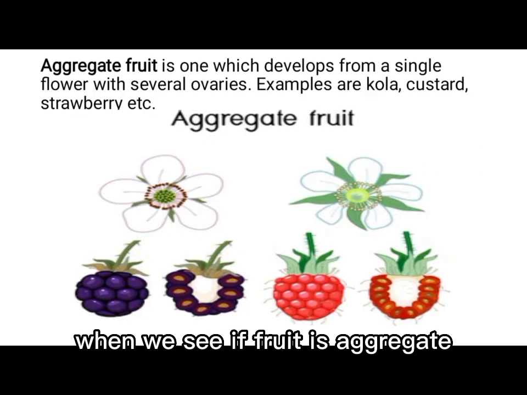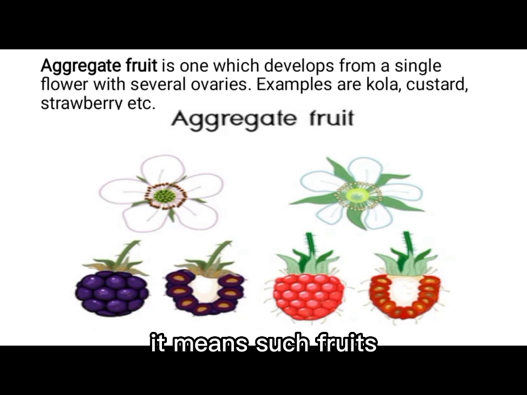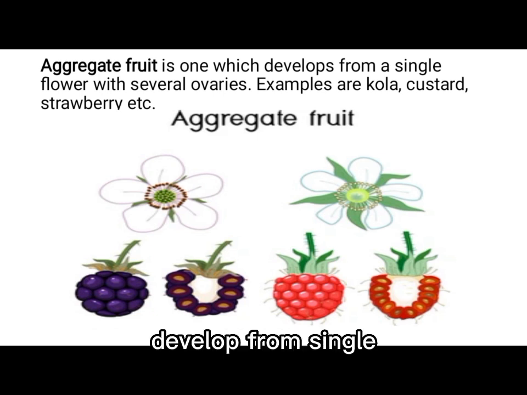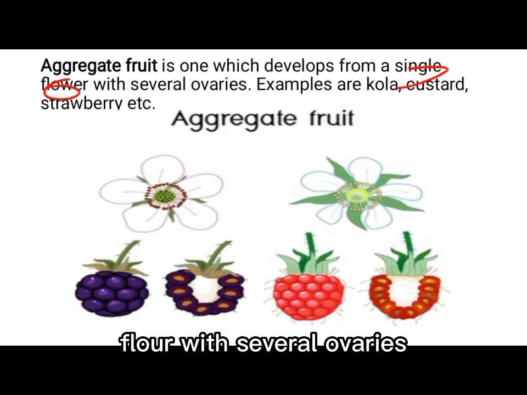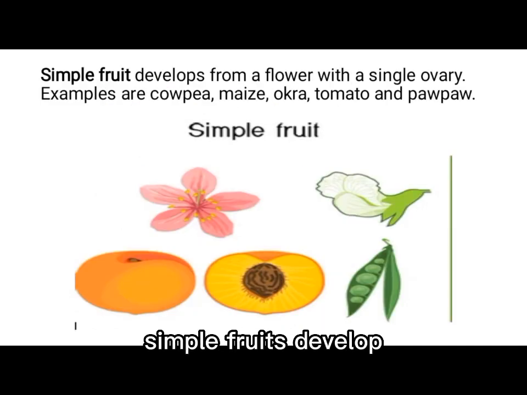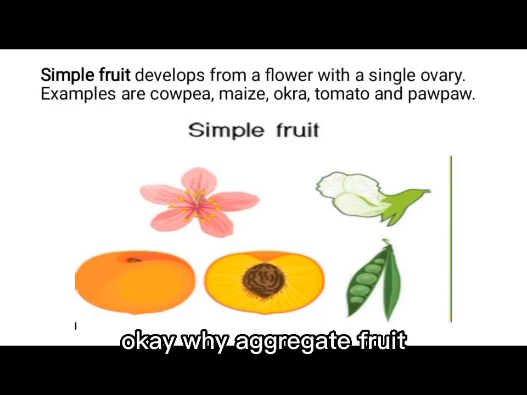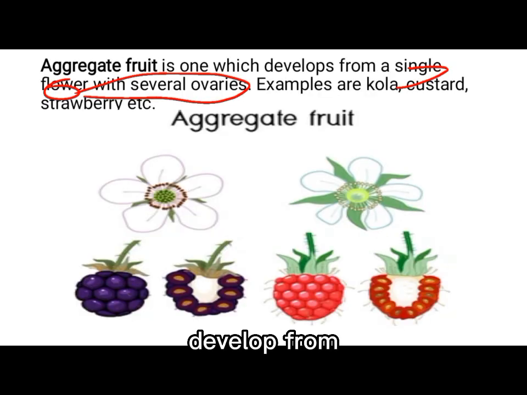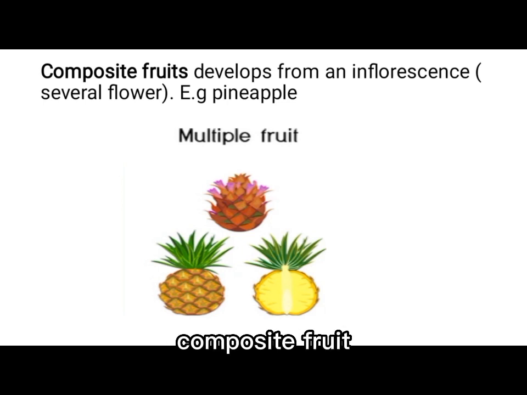Apart from that, we also have the aggregate fruit. When we say a fruit is aggregate, it means such a fruit develops from a single flower with several ovaries. Don't forget, a simple fruit develops from a single ovary, while an aggregate fruit develops from a single flower with several ovaries. Examples are strawberry, custard apple, cola, and so on. The next one is composite fruit.